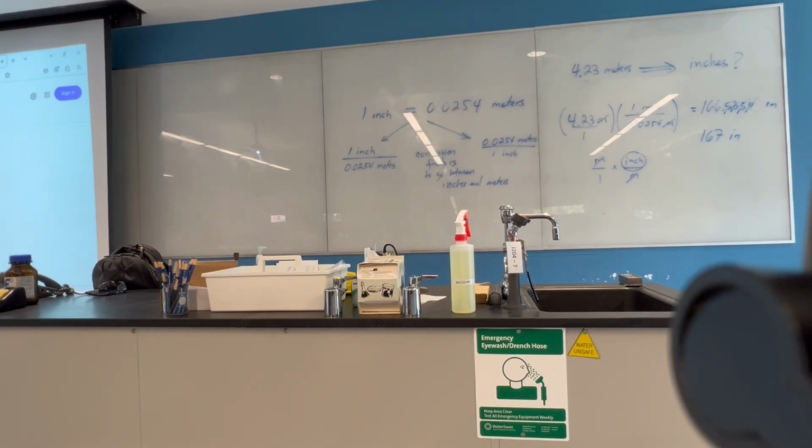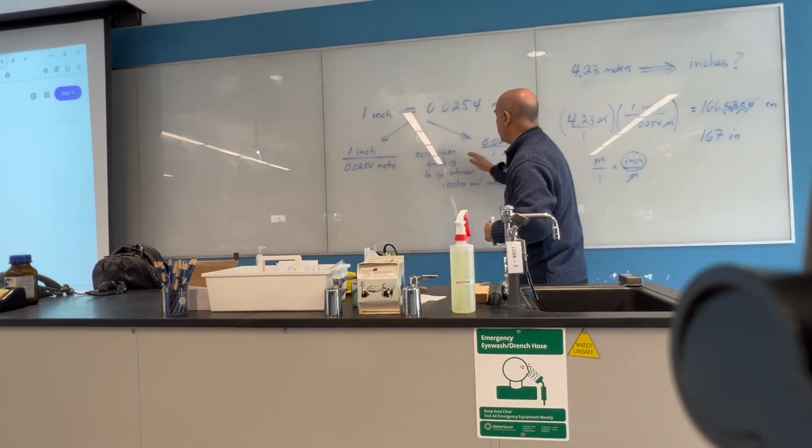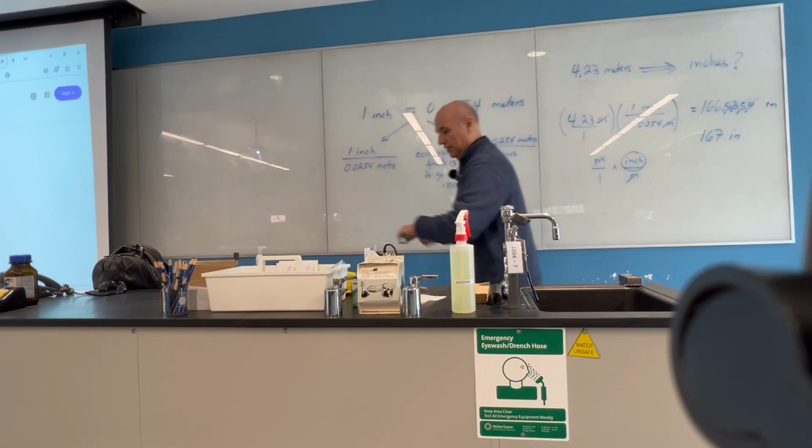Now that's how you use conversion factors regardless of what you're converting. You start with an equality, you create 2 conversion factors, you choose the one that you need.